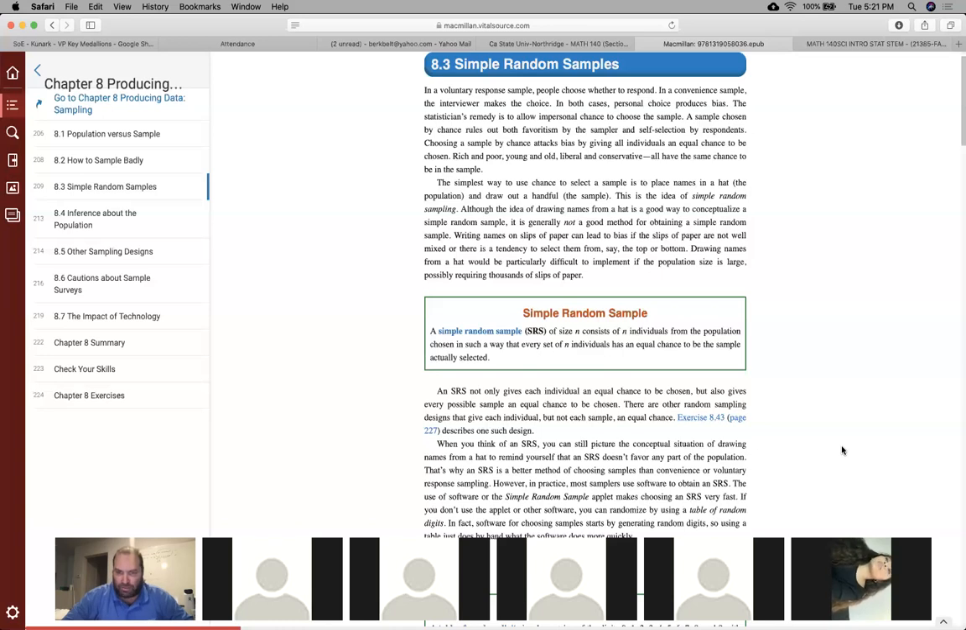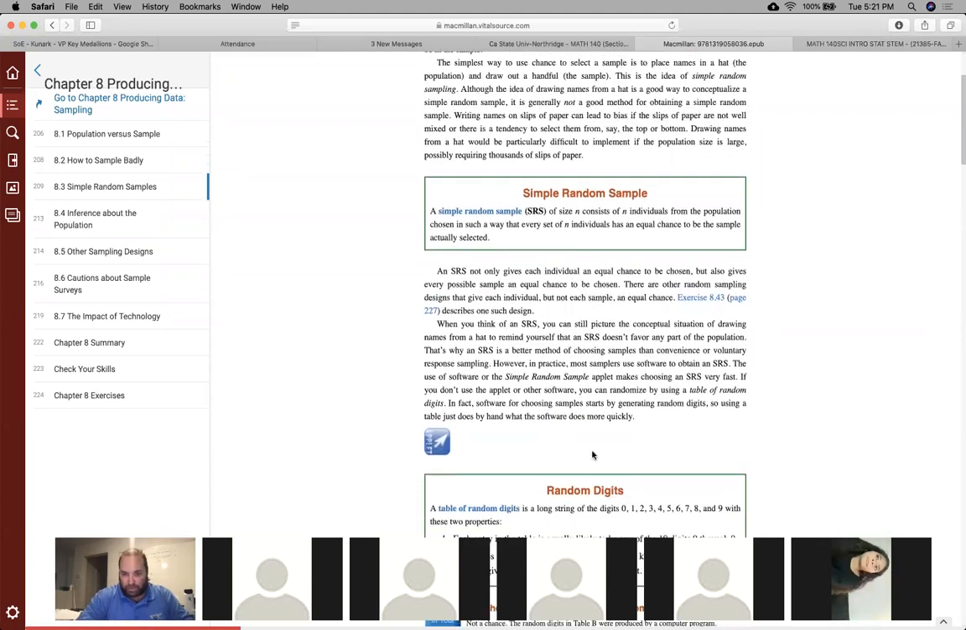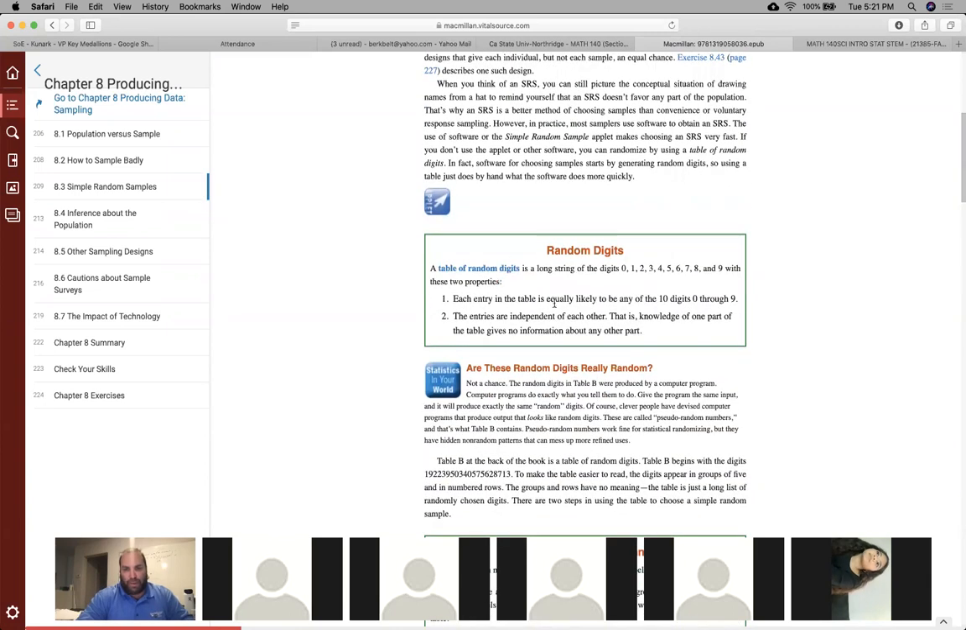So a simple random sample of size n is n individuals chosen from the population in such a way that every group of n people is as equally likely to be picked as any other. That is what a simple random sample is. And it is the best kind of sample, and is the one that 99% of the time you're going to want to use. There are times that other ones are better, but for the most part, these are the ones that we want. Simple random samples. If you look down a little bit, random digits, well, you can use a random number generator.